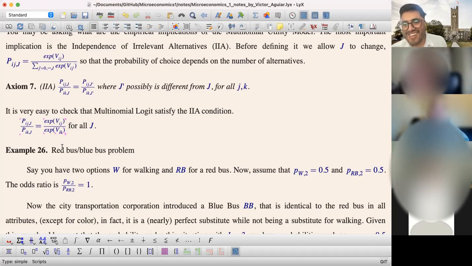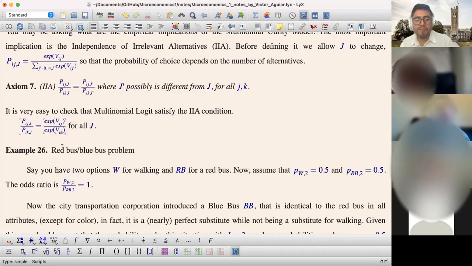So with this in hand, let's go and understand what's happening. Say you have two options: W for walking and RD for taking the red bus. Now assume that the probabilities, or shares of choices, are such that the probability of walking, when these two options are the only ones in town, is 50%.